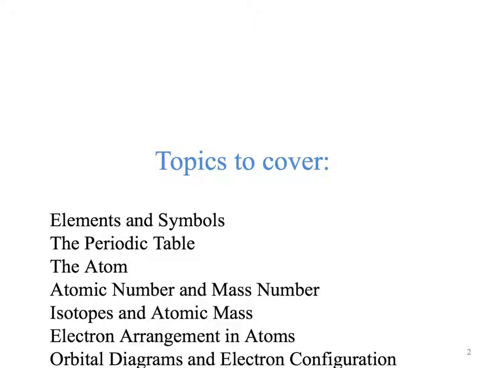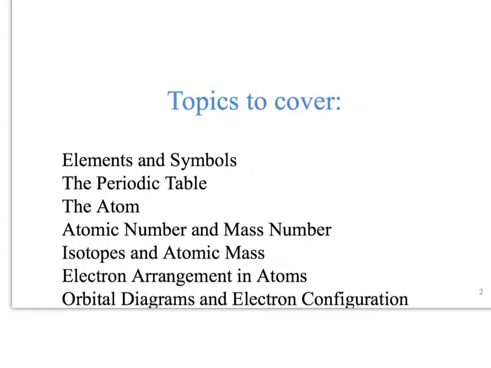Chapter 3 is about elements and symbols. In this chapter, we will talk about elements and symbols, the periodic table, the atom, the atomic number and mass number, isotopes and the atomic mass. We'll discuss electrons and the arrangement of the atoms. We'll do orbital diagrams and electron configuration, and we'll do trends in the periodic properties.